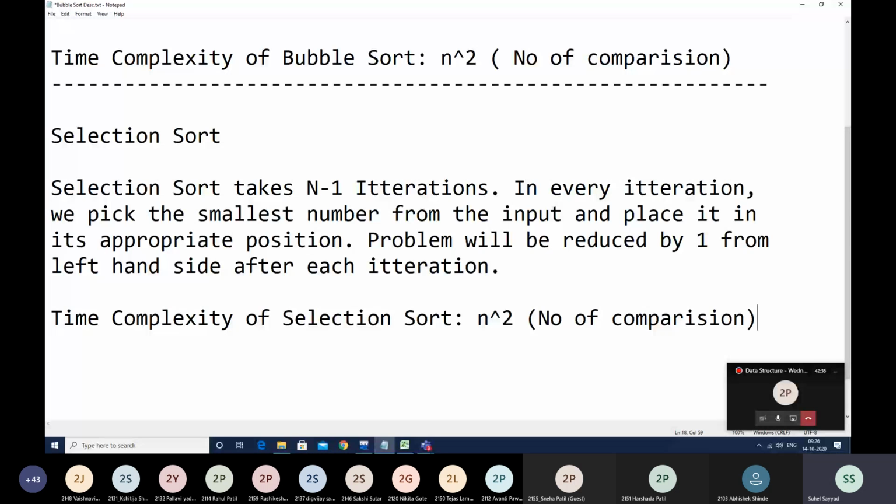Because in case of bubble sort, the problem gets reduced by 1 from the right hand side, and in case of selection sort, the problem gets reduced from the left hand side.